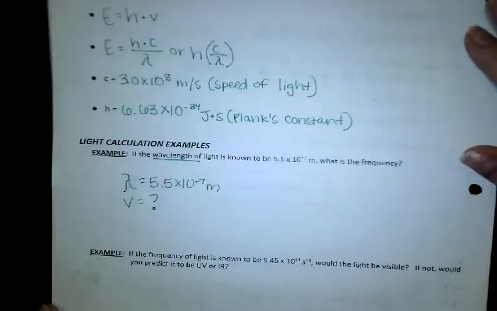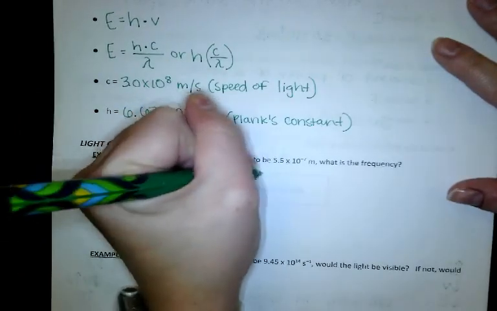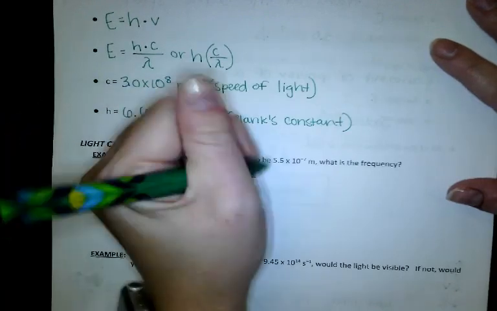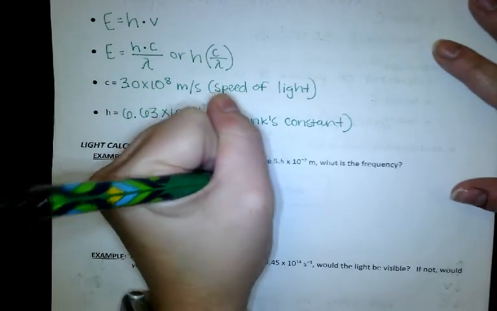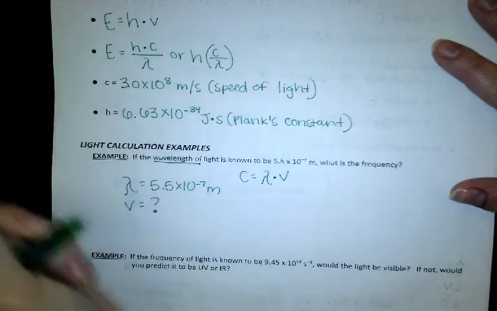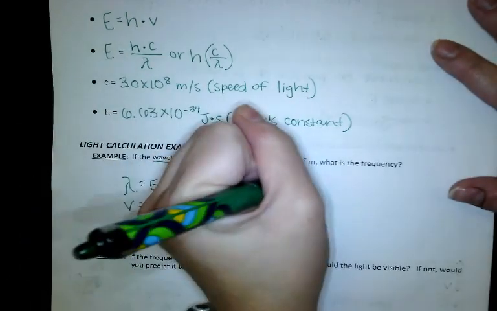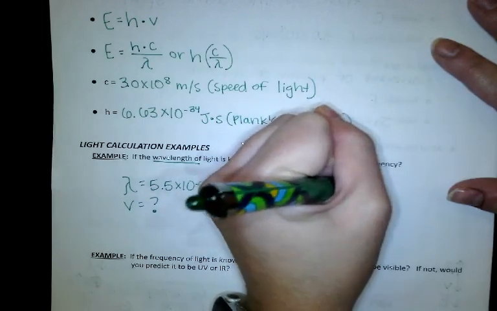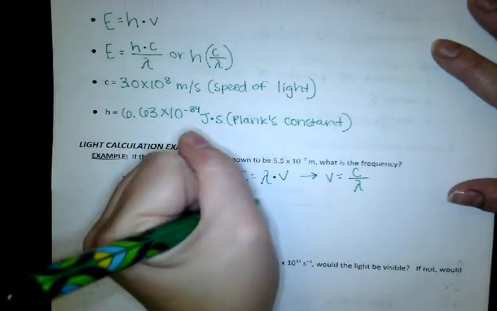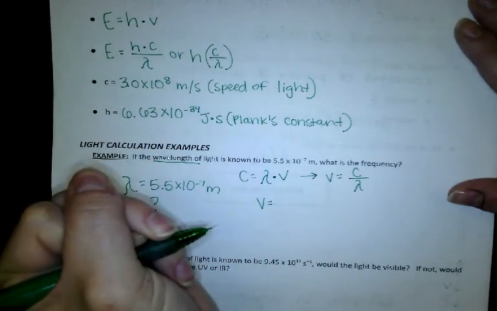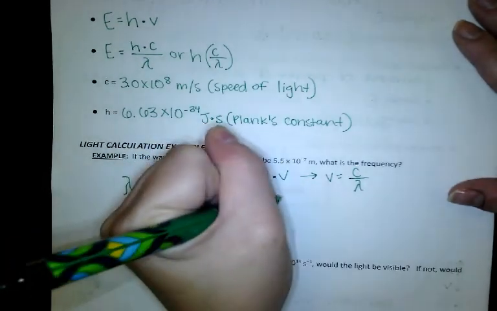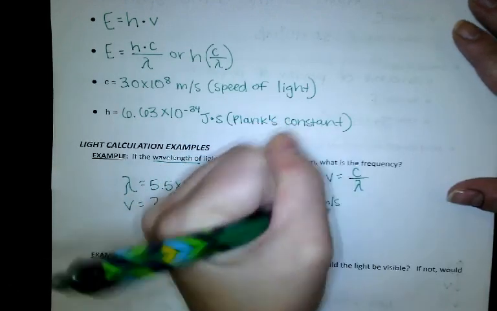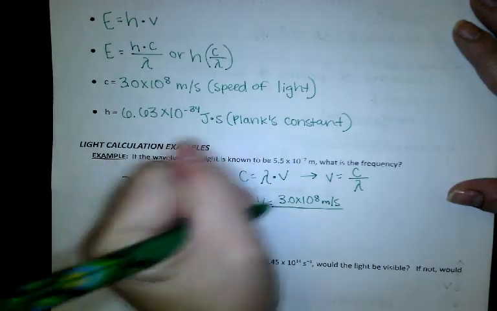Because we know that the speed of light is 3 times 10 to the 8th. So we're going to say the speed of light is equal to wavelength times frequency. Now, if we're trying to find frequency, frequency is equal to the speed of light divided by wavelength. Okay, so we're going to plug in our variables. Frequency is equal to the speed of light, which is 3 times 10 to the 8th meters per second, divided by wavelength, which is 5.5 times 10 to the negative 7th meters.